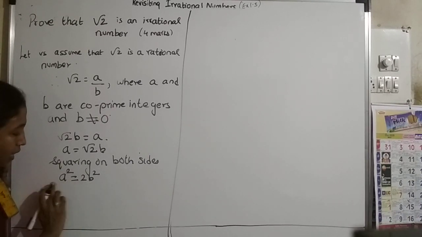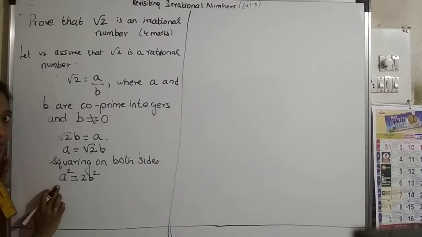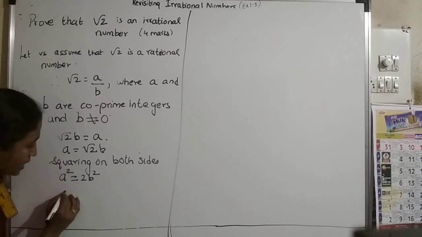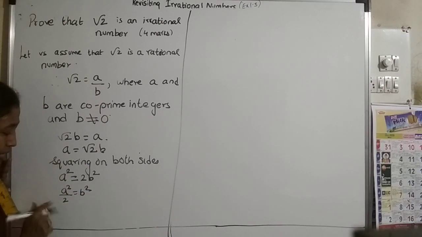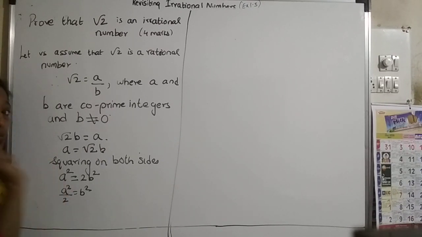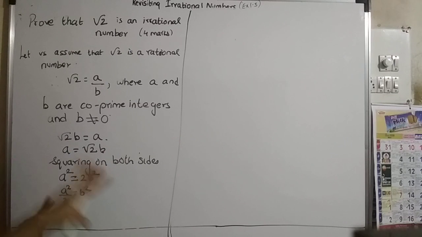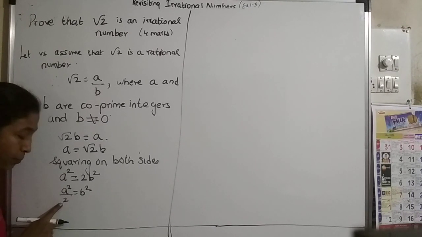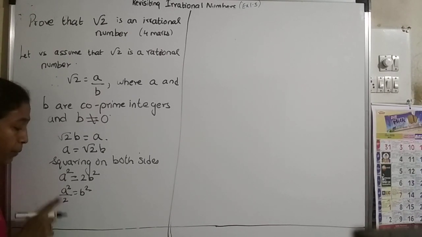Or we can say here 2 is a factor of a square. Can I say this? Or 2 divides a square. When I take this 2 this side, I am getting it in this form. So what do you understand here? That 2 divides a square. Now here we are relating the theorem which we have proved. If p is a prime number, is 2 a prime number? Yes. Is this the square of an integer? Yes. So if prime number p divides a square, then p divides a.